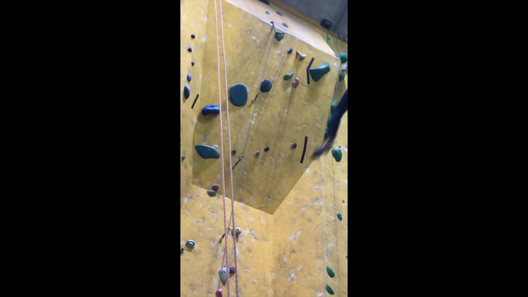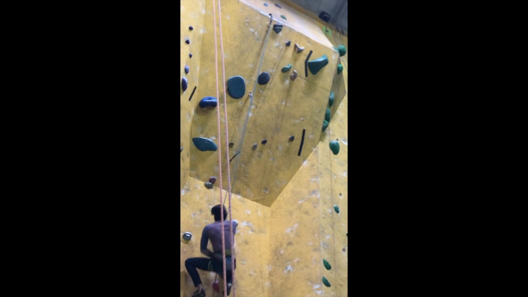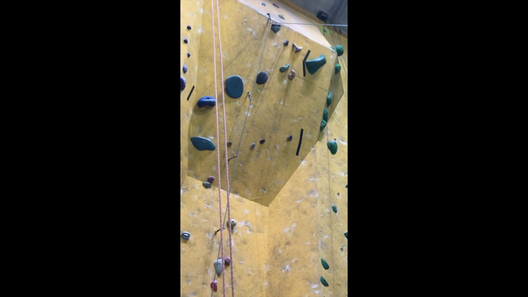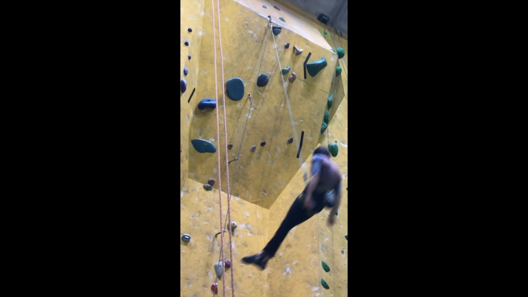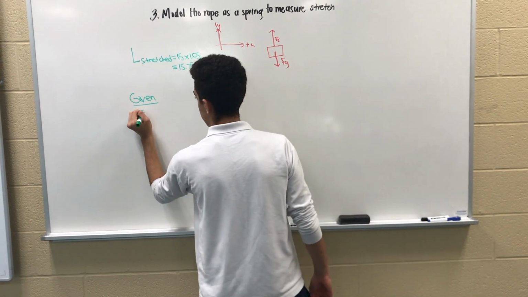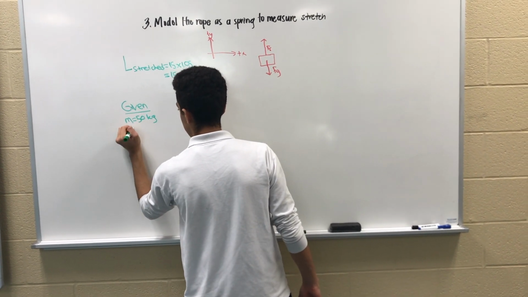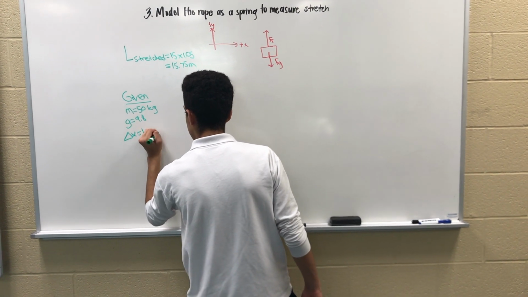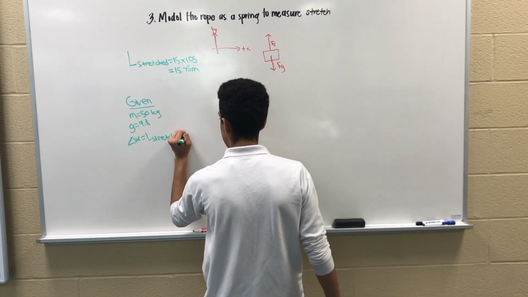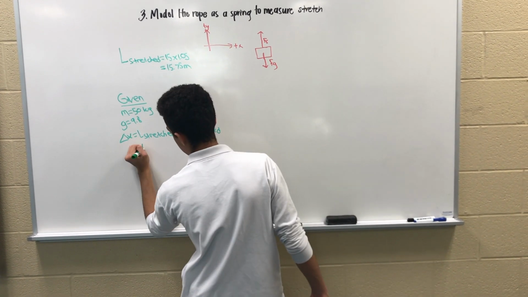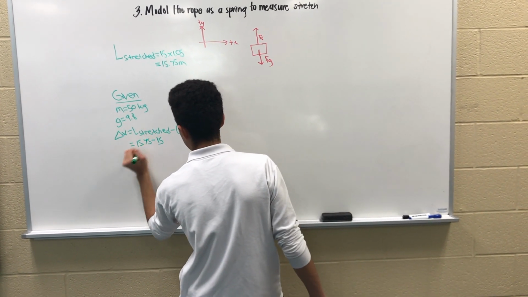Here, a climber is falling off of the wall. It is obvious that the rope can extend a considerable amount from its original length to break his fall. Some of our given information that we can use is the mass of the climber, which is 50 kilograms, the gravitational constant, which is 9.8, and delta x, which can be calculated doing length of the rope stretched minus the length of the rope unstretched. This then gives us 0.75 meters.